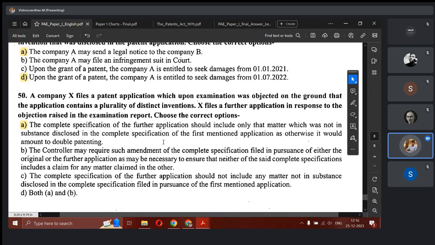So the controller may require you to amend such that the claims are not matching, so that the claims of one are not claimed in the other. This is also true. Okay. Option B is also true.